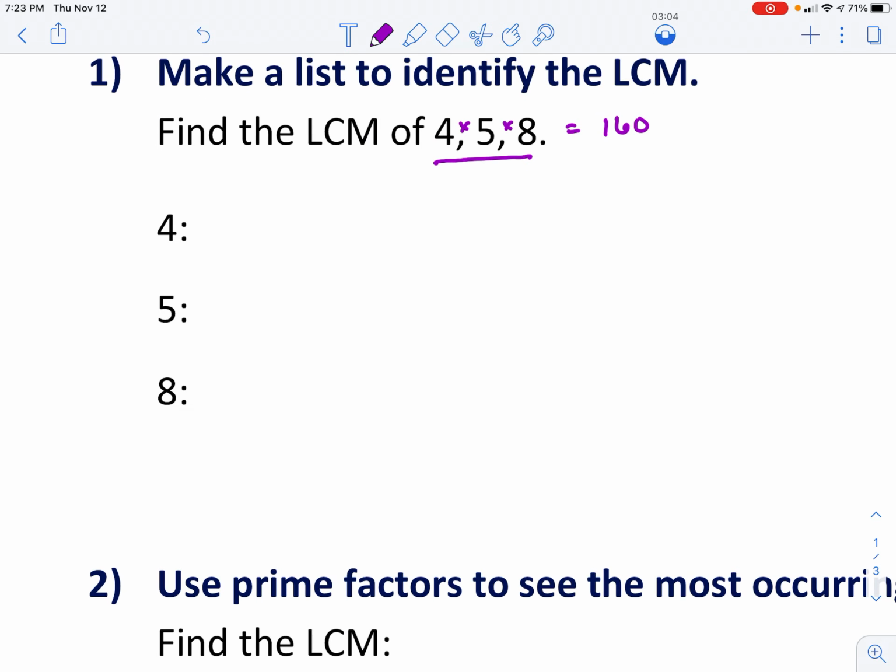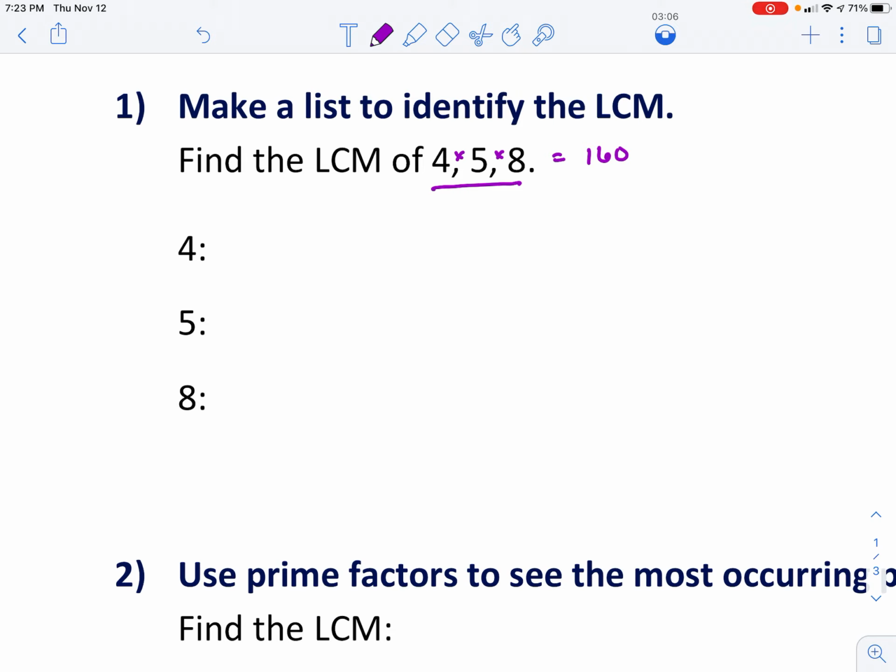All right, so I'm going to show you a few different methods for finding the LCM. You might find one that you love. You might find one that you hate. You pick the one that you like the most. I'll share with you when I get to the one I like. I'll tell you what my favorite one is.